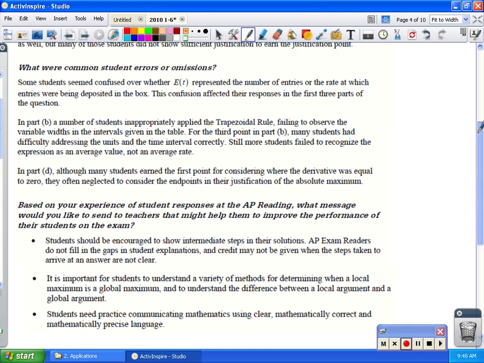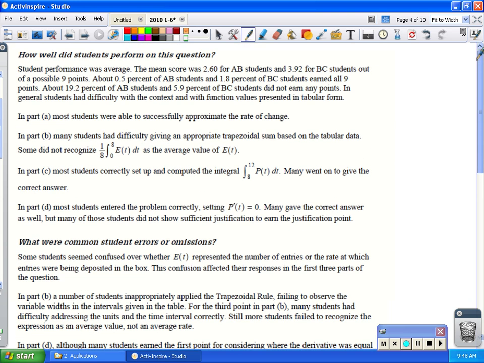Here is some information that they gave about this problem. The mean score was 2.60. That's really low, out of 9 points. About 5% of the students, you can read that for yourself.